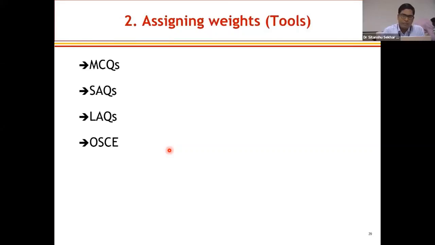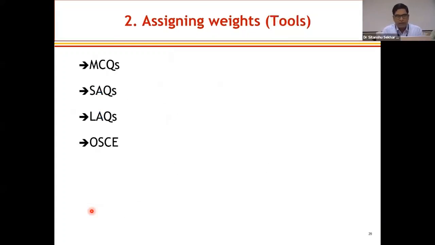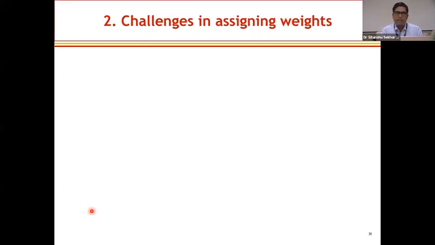So having understood the content, the domains of learning, and the tools, now let's look at the challenges of assigning weights. In the previous example, if we say cognitive will be given some weightage, you will get that from your dean's office. Suppose, for example, in a 400 marks examination pattern for a subject, what percentage should go to the cognitive domain and what percentage should go to psychomotor and affective? So basically theory and practical. That is defined by the university itself. And within that subject, what percentage of the question paper should come to MCQ, SAQs, LAQs is also defined by the university.